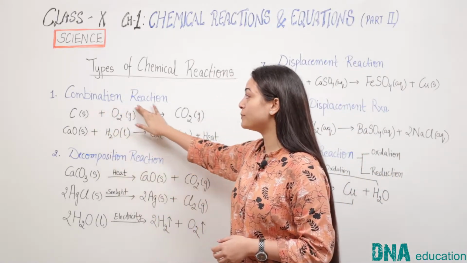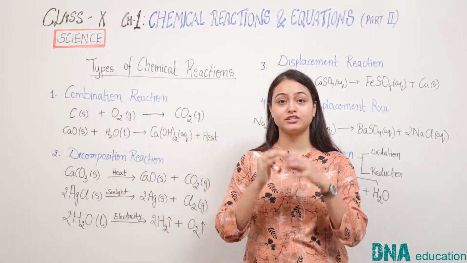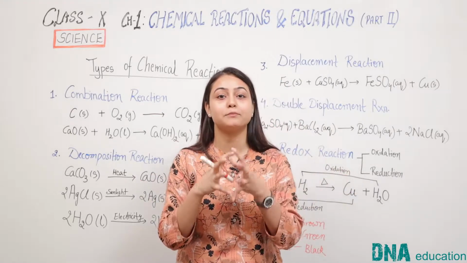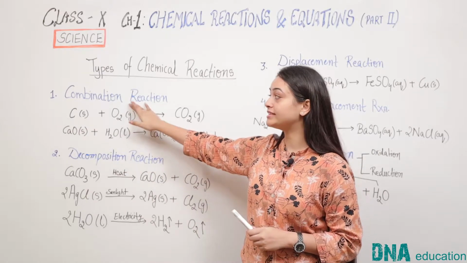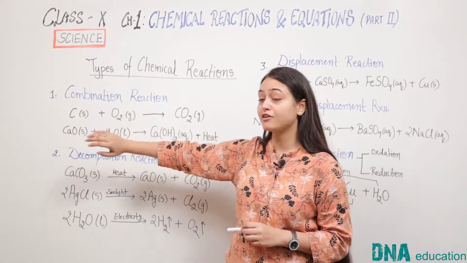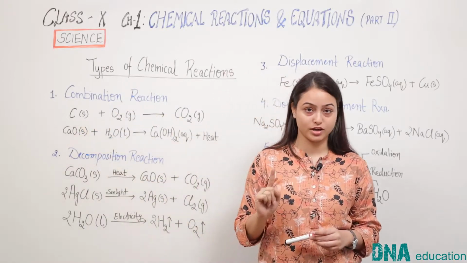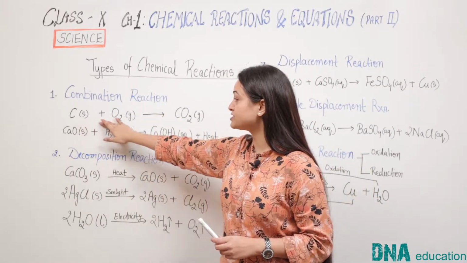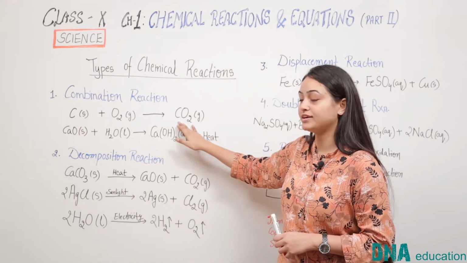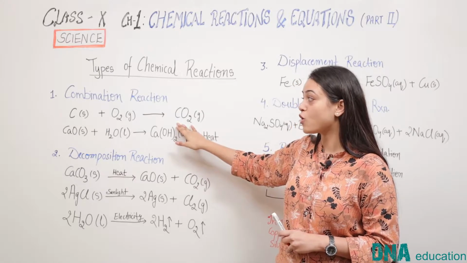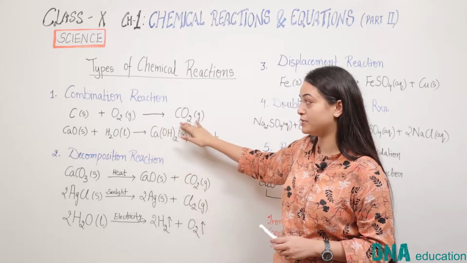First is the combination reaction. As the name suggests, combination means when two or more substances combine with each other to give a single product. So it is clear that in these types of reactions, we will have two or more than two reactants and only a single product. For example, the first reaction is the reaction of carbon with oxygen to give carbon dioxide. It is a normal case of burning when carbon burns in air to give carbon dioxide.